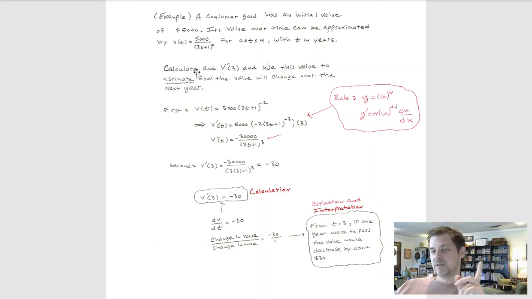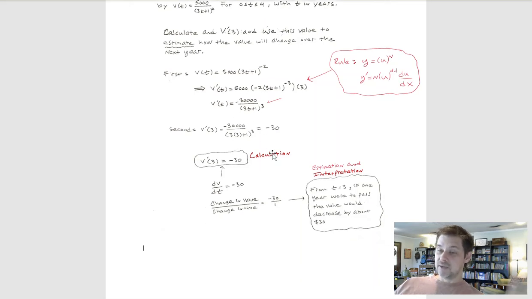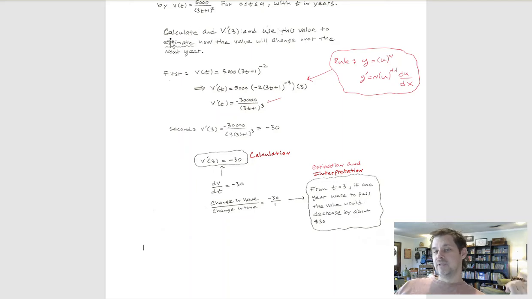The first part of this question was calculate V prime of 3. So I'll put 3 into this, and I get negative 30. There's my calculation. When it says calculate V prime of 3, the calculation V prime of 3 is negative 30.